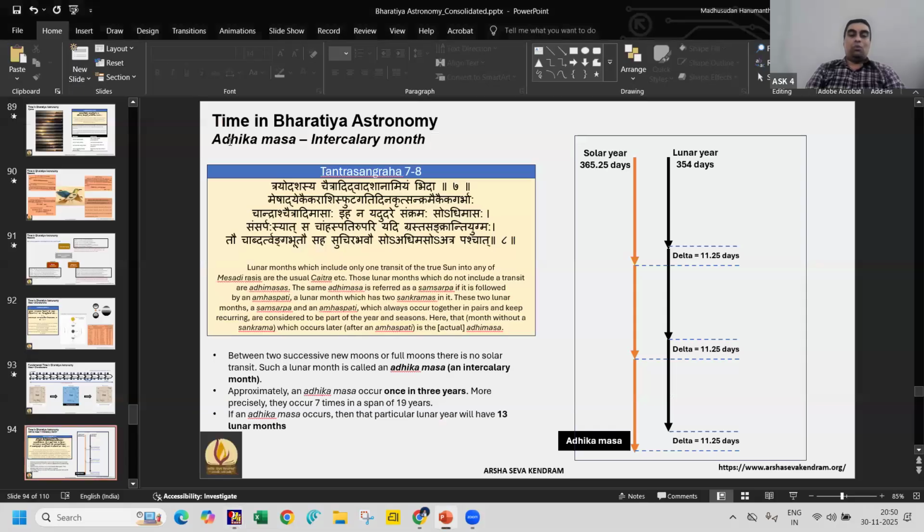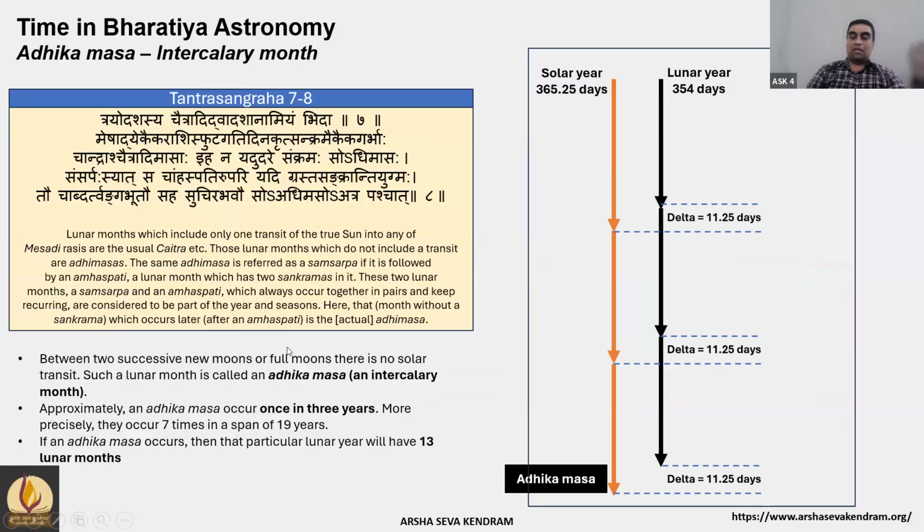That is the definition of an Adhika Masa. Between two successive new moons or full moons, there is no solar transit that happens. So that is exactly what an Adhika Masa is.